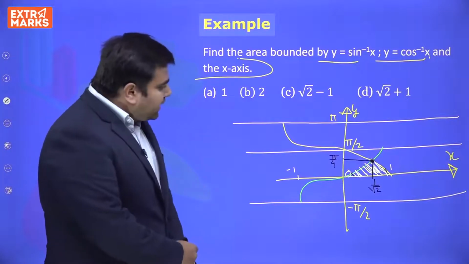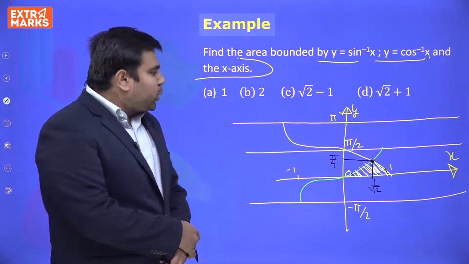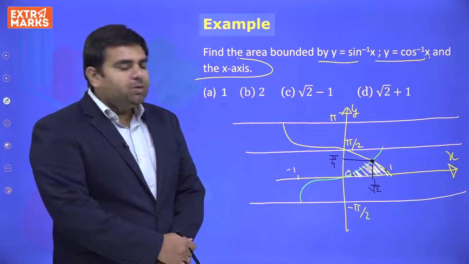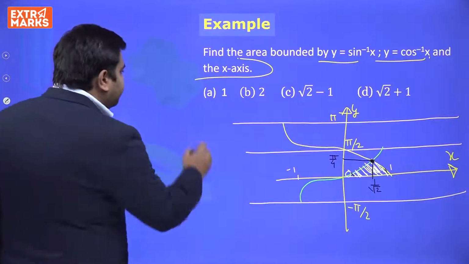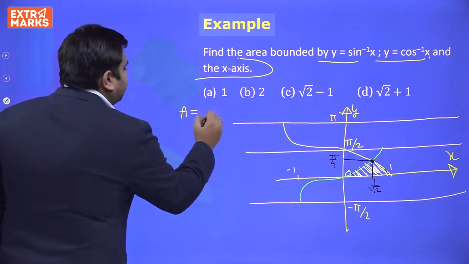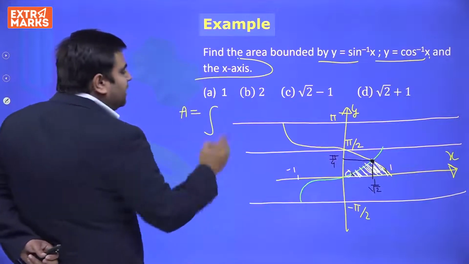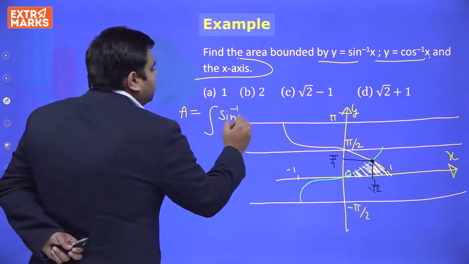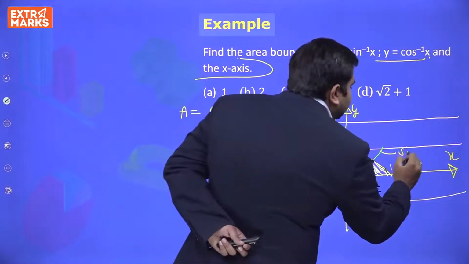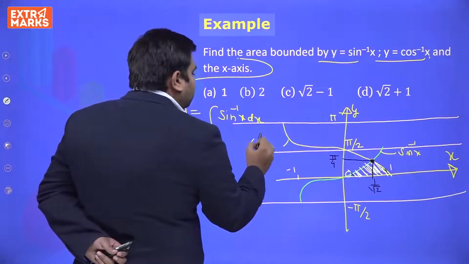In order to calculate this area, there are two different ways. One is to integrate sine inverse x and cos inverse x separately. One is to integrate this curve like this. So one method is to integrate this green curve, which is sine inverse x, and this yellow colored curve is cos inverse x.